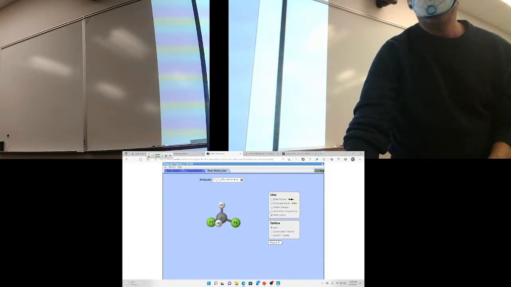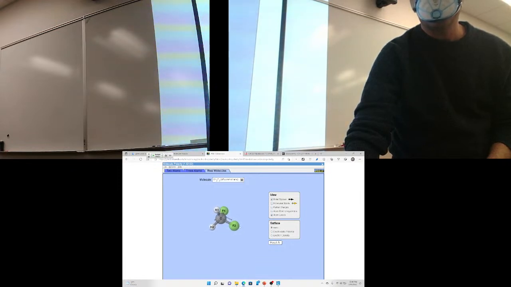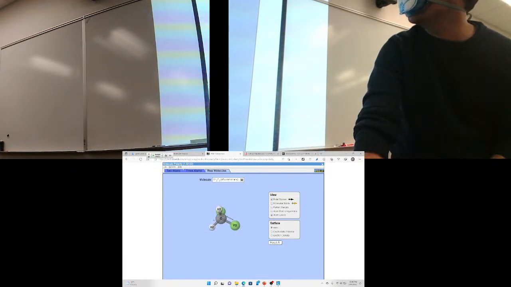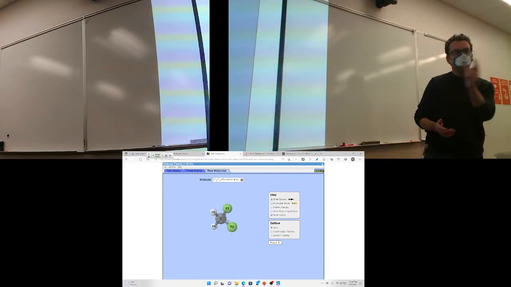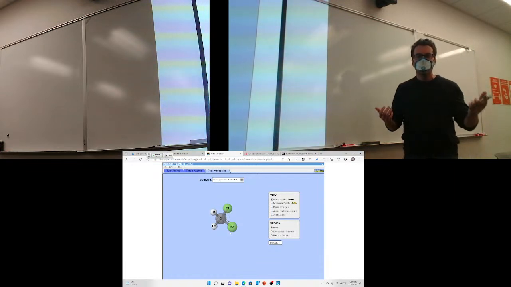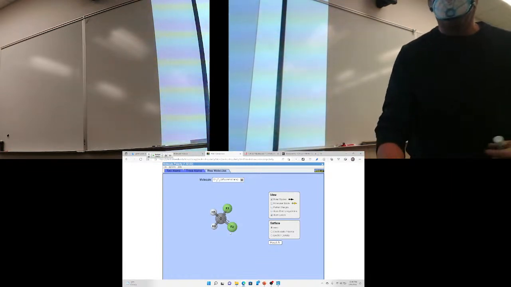But if I show you the bond dipoles, there we go. It's a little hard to see here. Let's move this around. The carbon-hydrogen dipole moments are pretty short. Like you can barely see them. And that's because the carbon-hydrogen bond is fairly nonpolar. The difference in electronegativity is about 0.4. We would call that a kind of nonpolar bond.